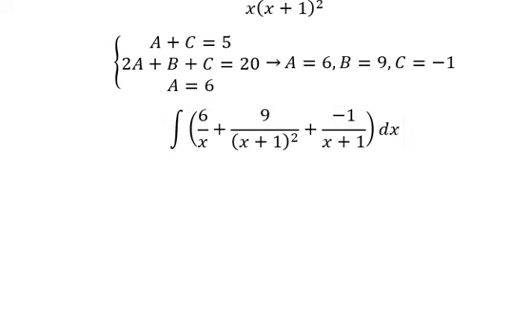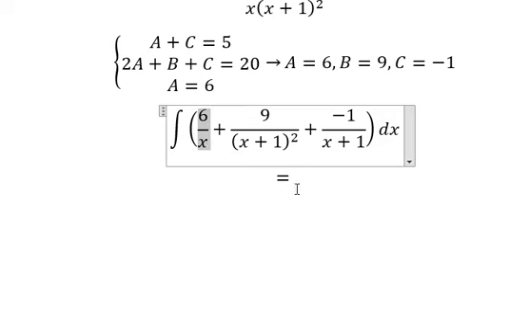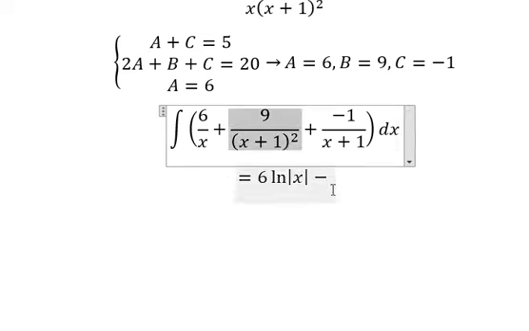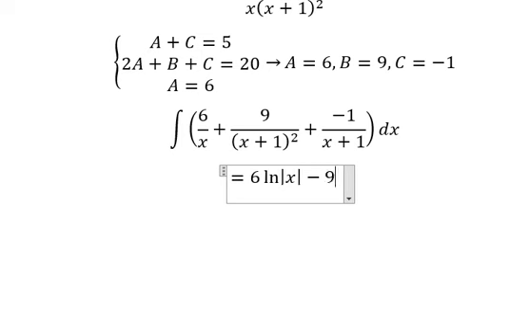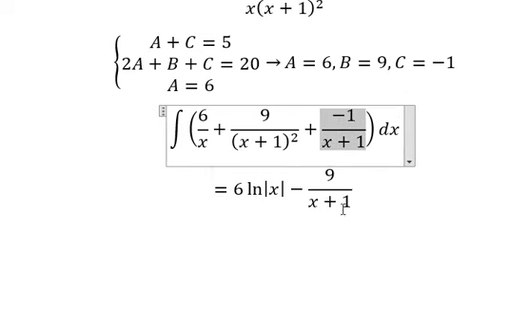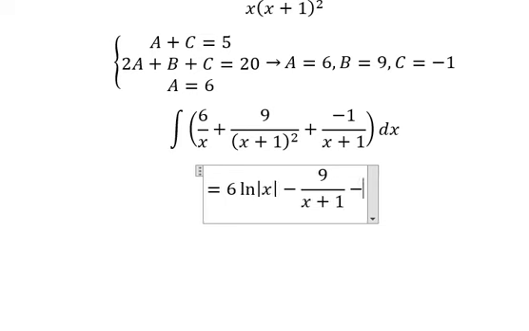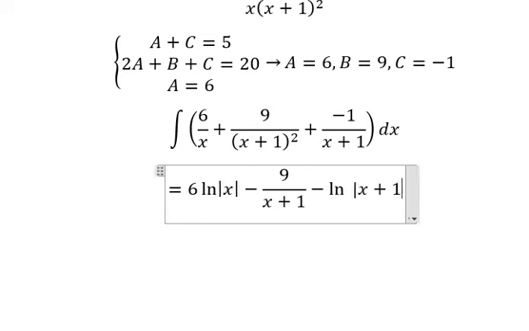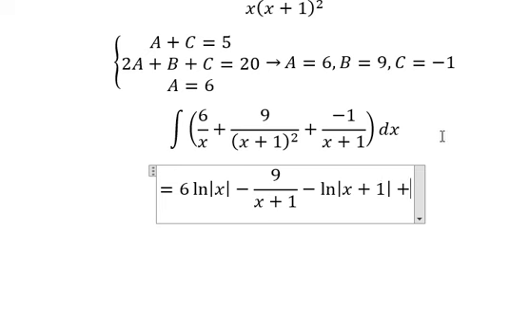And now we have the final answer. The integration of this one, we have 6 ln of the absolute value of x. The integration of this one, we have negative 9 over x plus 1. The integration of this one, we have negative ln of the absolute value of x plus 1. And I will put C.